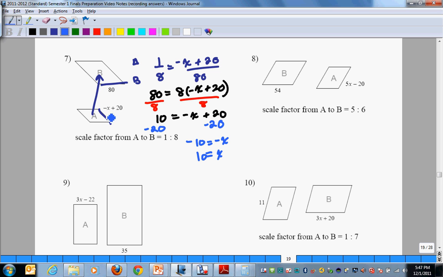If I bring 10 here, I'm going to have negative 10 plus 20, which makes it positive 10. And here's our check. 10 over 80 reduces to 1 over 8. Check.